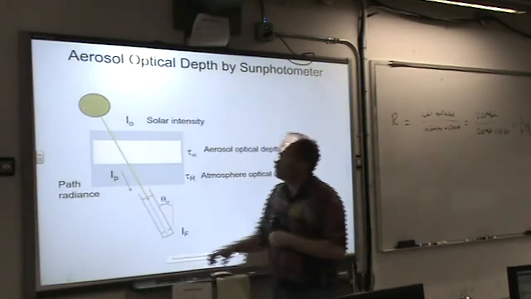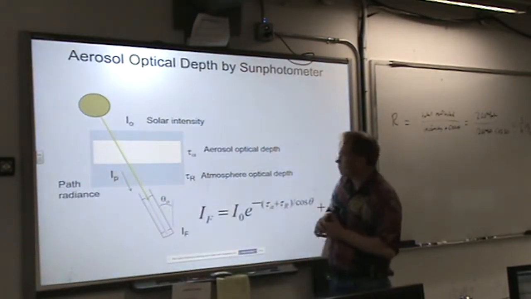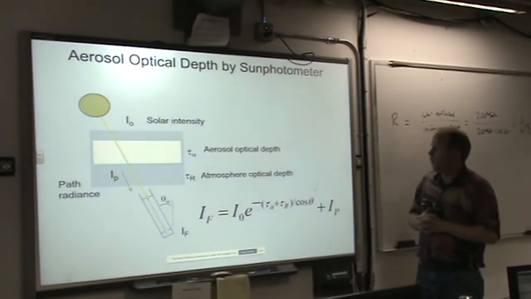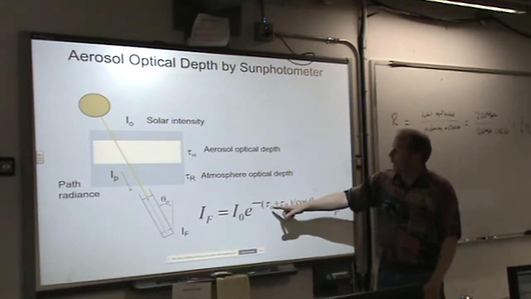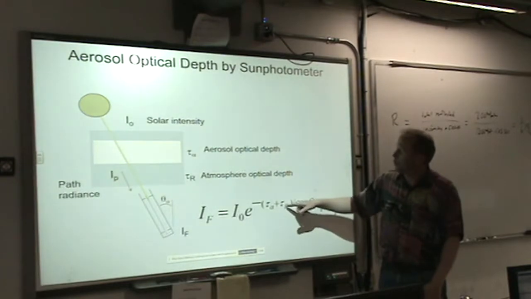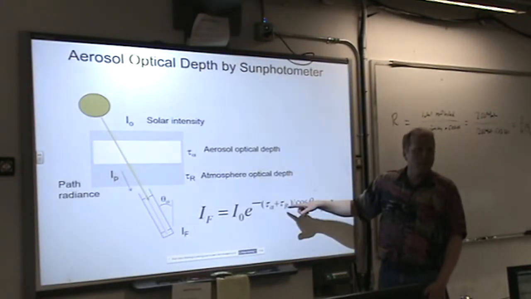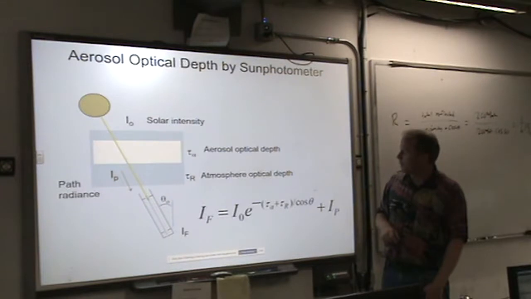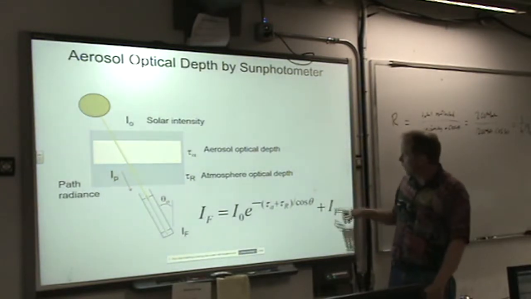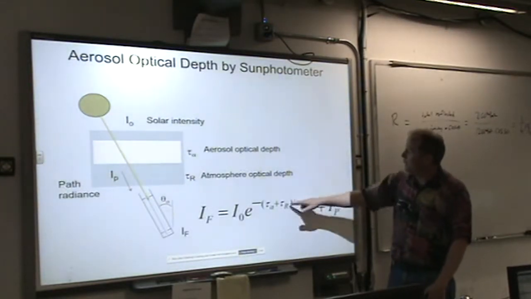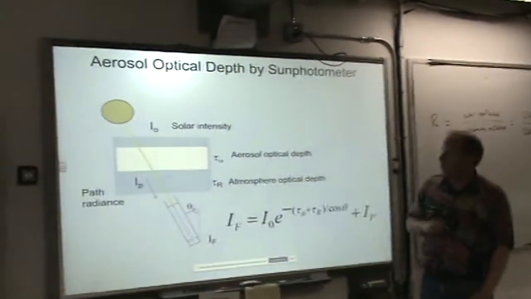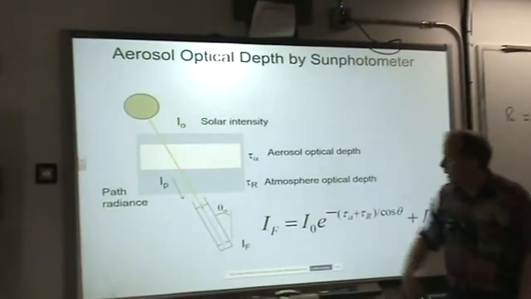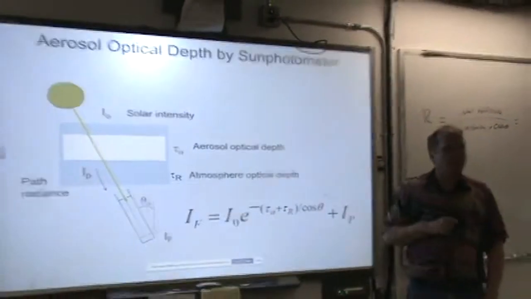But we may have some path radiance in there. So we know that the final intensity is going to be what's coming from the sun, through the atmosphere, the aerosol, and then the Rayleigh scattering as well, from the atmosphere there. Divide by the incoming data and then subtract your path radiance. These things are going to be corrected for, and then you just solve for your aerosol. So you know what this is, you can measure that, and you just algebraically solve for your aerosol optical depth.